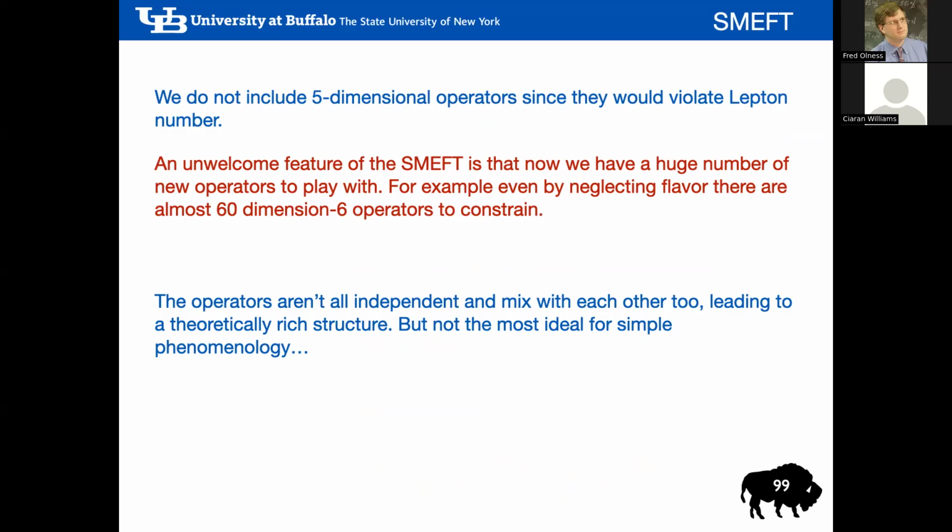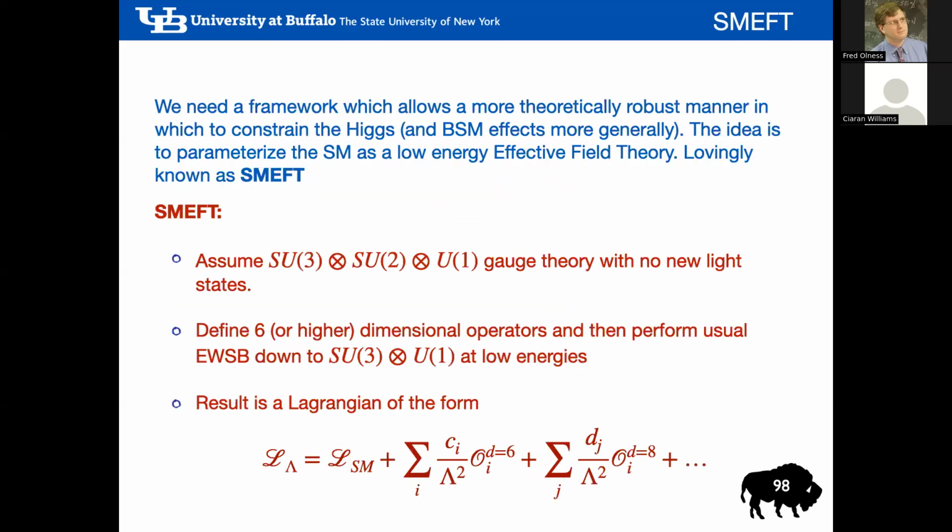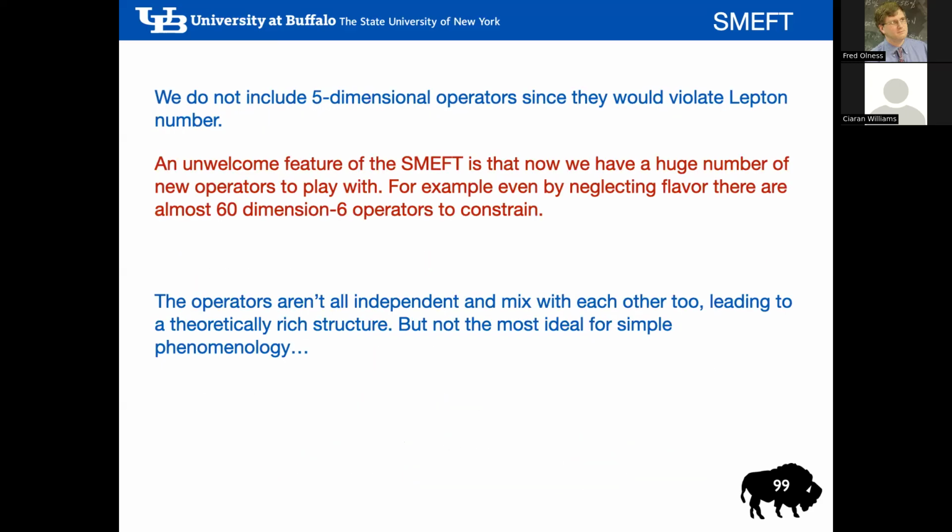The bad thing is that there's a lot of these operators, right? So when I go over here in my sum, depending on how I set up my basis, I have to go over around 60 operators at dimension 6. And okay, that's bad, but it gets worse, because in an effective field theory the operators mix with each other. So they're not even each uniquely defined. They mix with each other at higher orders, so they become intertwined. This makes it a much more complicated setup to do phenomenology with.